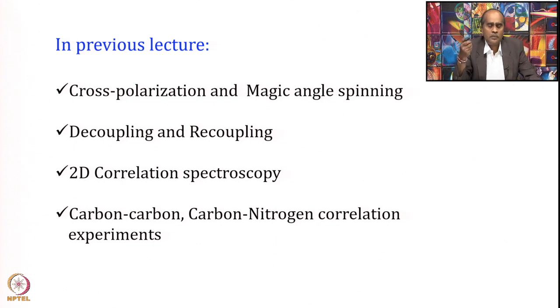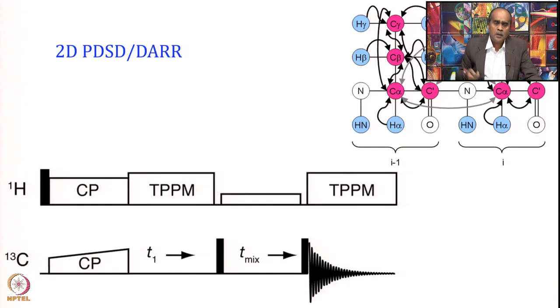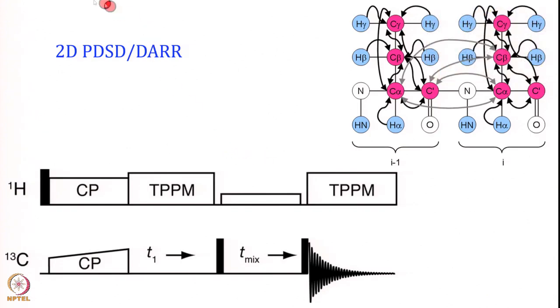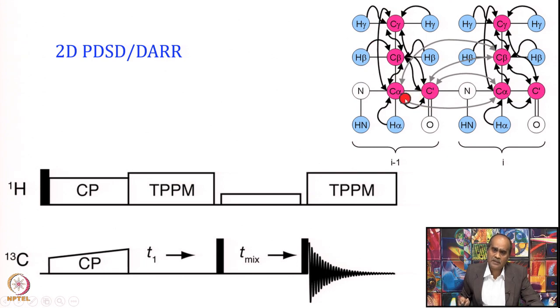Just to remember, at the moment we are talking about spinning at moderate speed, not very high speed of more than 60 kilohertz. We are talking about 10, 15, 20 kilohertz, where we are dominantly detecting on carbons, and therefore we look at the carbon-carbon and carbon-nitrogen correlation spectra. We introduced the 2D carbon-carbon correlation, known as proton driven spin diffusion, PDSD, or DARR, which is dipolar assisted rotational resonance recoupling. We transfer the proton magnetization to the respective carbons and establish the carbon-carbon correlation. That is what these two experiments do.